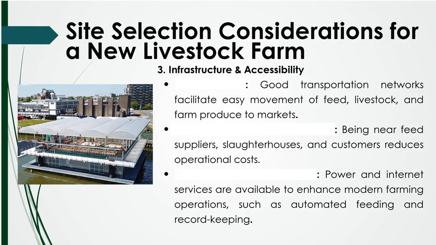So the availability of these things, power and electricity and communications, would enhance modern farming operations, such as if you want to incorporate IoT, Internet of Things, in your farm for automated feeding, and also nowadays we sell through social media, and of course it requires internet service.